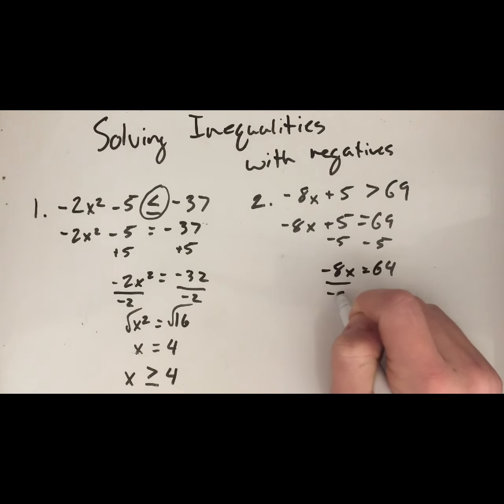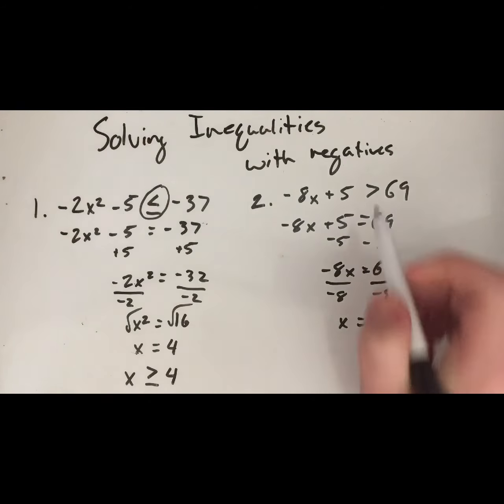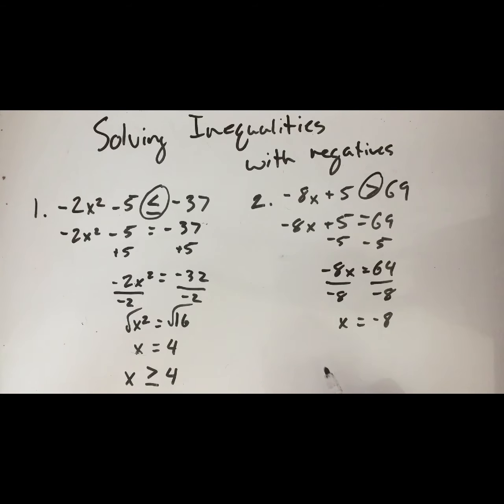You want to divide by the negative 8 to get x by itself. X is equal to, now a positive divided by a negative is going to be a negative, right? So we're left with negative 8. X equals negative 8. Now we got to bring in the inequality. Since we divided by a negative, you need to flip it. So x is less than negative 8 is our final answer.